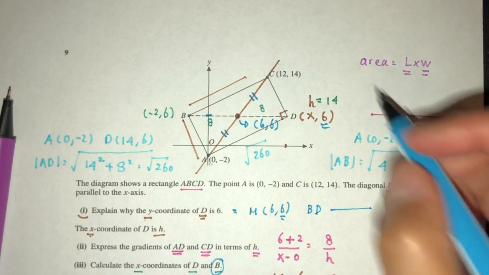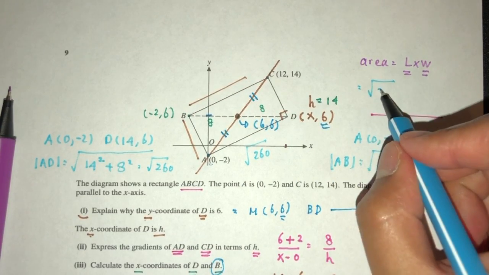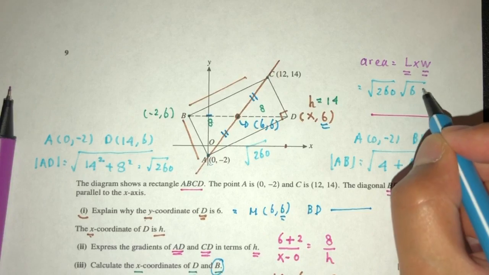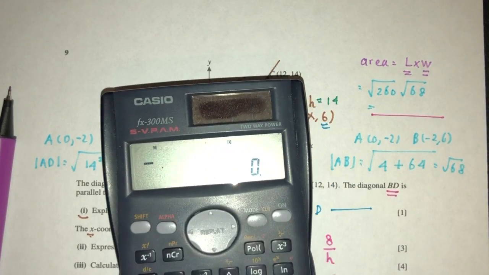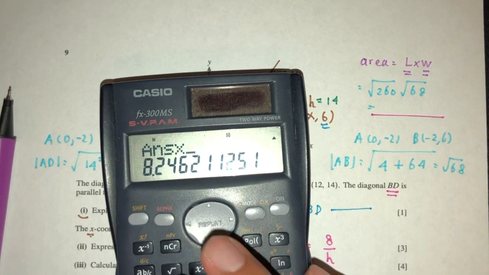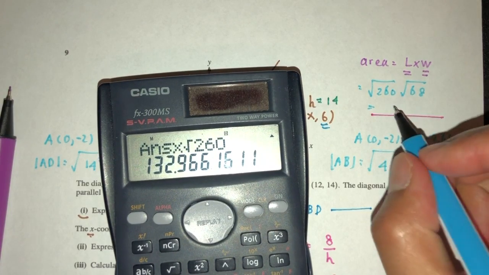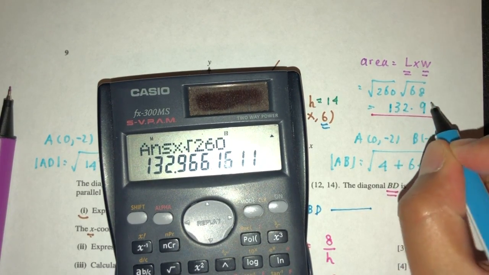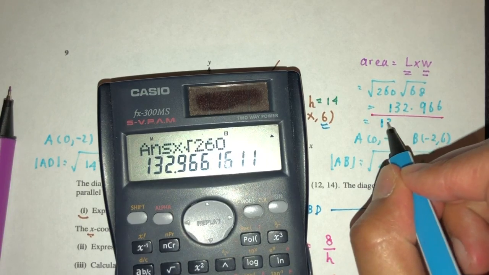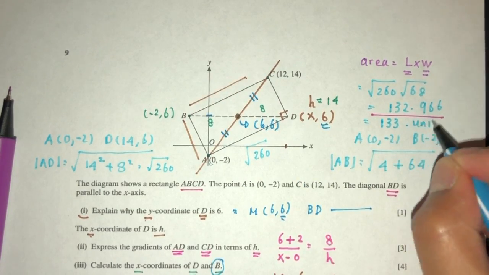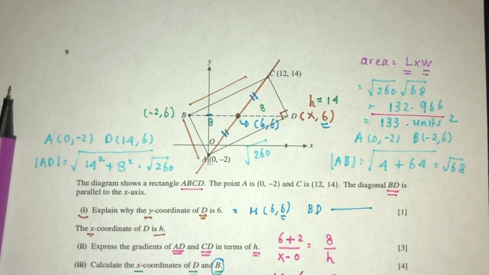So finally the area will be root of 260 times root of 68. Let's see, what do we get? Root of 68 times root of 260. That should be 132.966. So correct to 3 significant figures will be 133 units squared for the area of the rectangle.